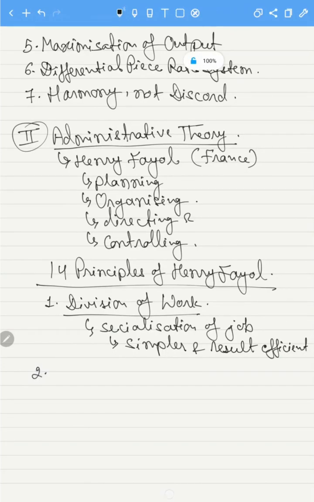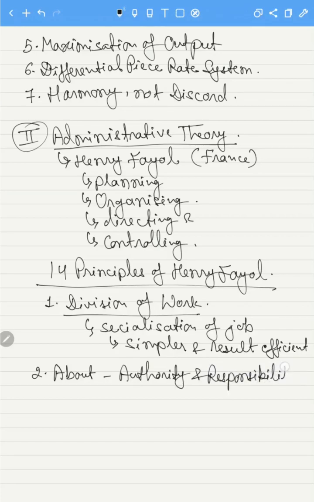Now, the second principle is about authority and responsibility. Authority and responsibility are coexisting. Without them, there is irresponsible behavior. If authority is given to a person, he should also be made responsible. In the same way, if anyone is made responsible for any job, he should also be given the concerned authority. Authority refers to the right of supervisors or superiors to get obedience from their subordinates, whereas responsibility means obligation for the performance of the job assigned.